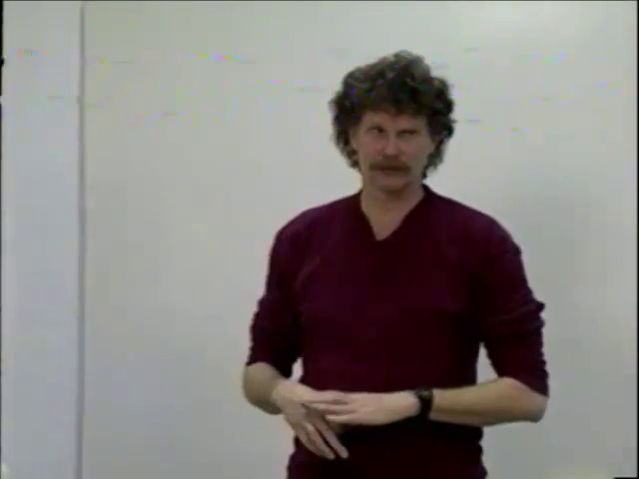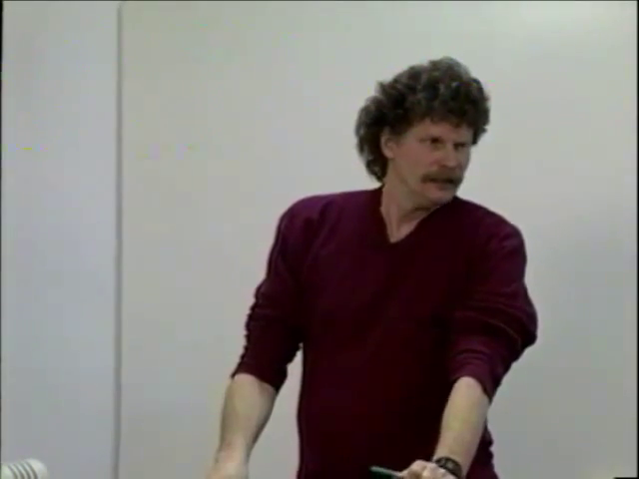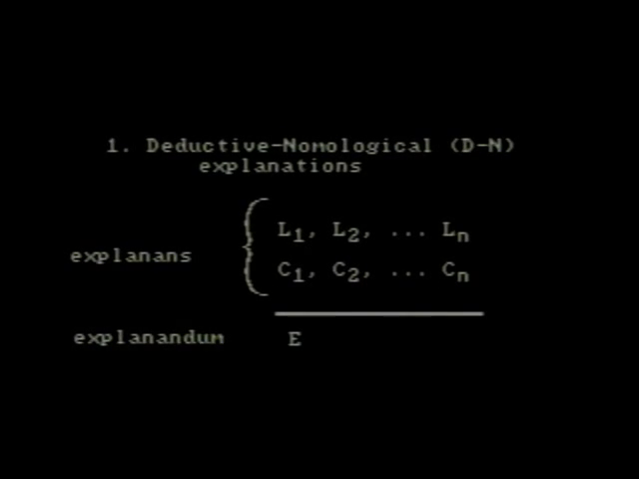And he didn't get it. I want to go to the problems with deductive nomological explanations. There's something that really is avoided, it would seem, by the whole idea of deductive nomological explanation. And that's this. Let me go back to the example I used before.